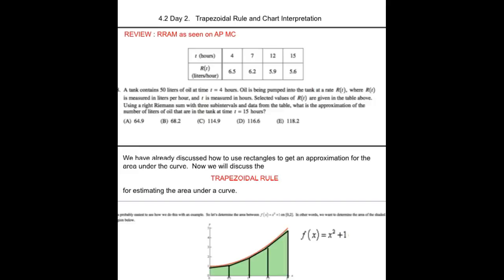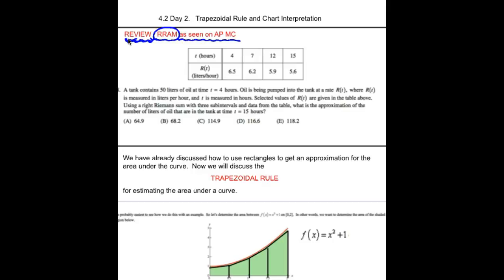These are the notes for 4.2, day 2. Before we begin, we're going to do a review problem of a right rectangular approximation method, which is what that stands for. I screenshot a multiple choice question off a previous AP exam.